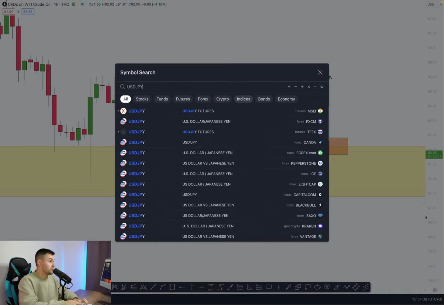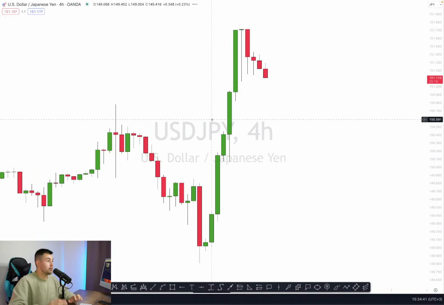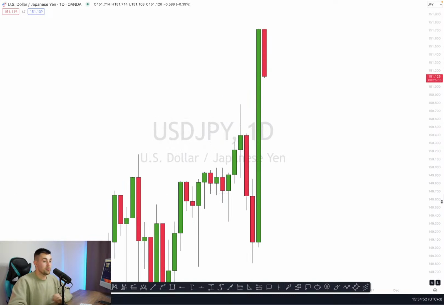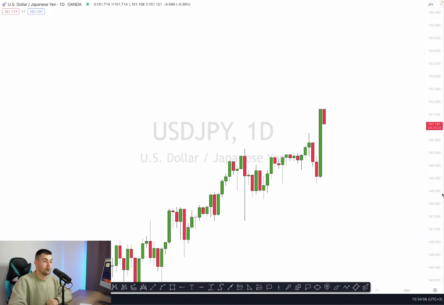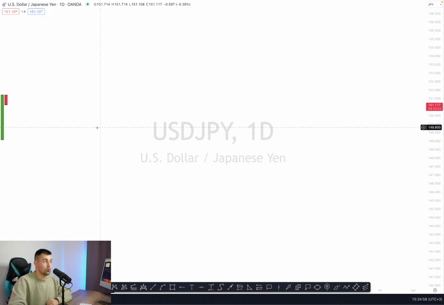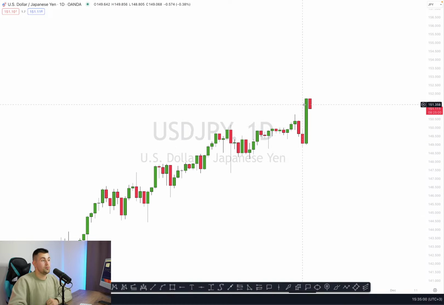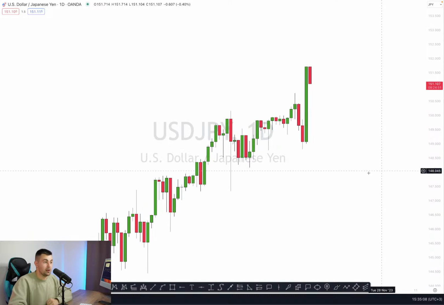In my free Telegram channel, I received a lot of questions from my subscribers about dollar yen. What the hell is happening with the dollar yen? So let's briefly take a look at this one and let's discuss. So similarly to other yen pairs, we saw a huge imbalance yesterday. Yesterday, we saw a strong bullish movement and the price formed a huge bullish candle, right?